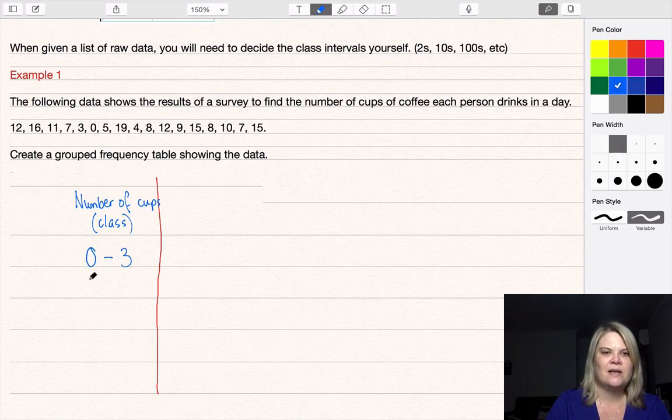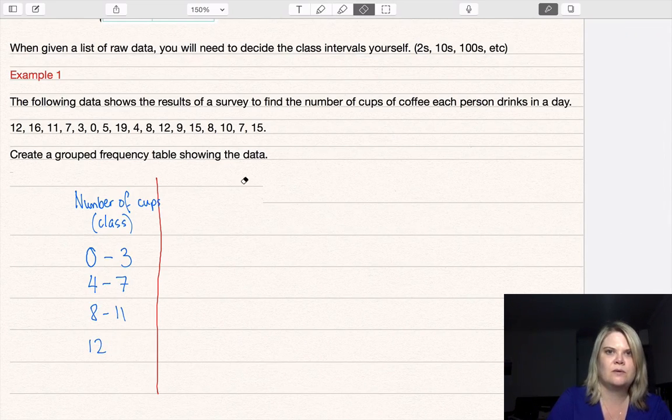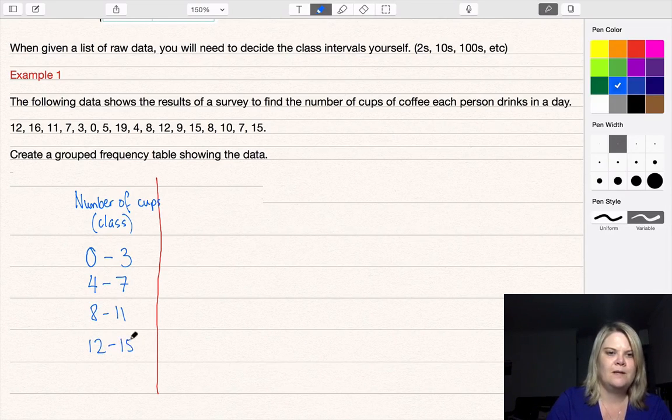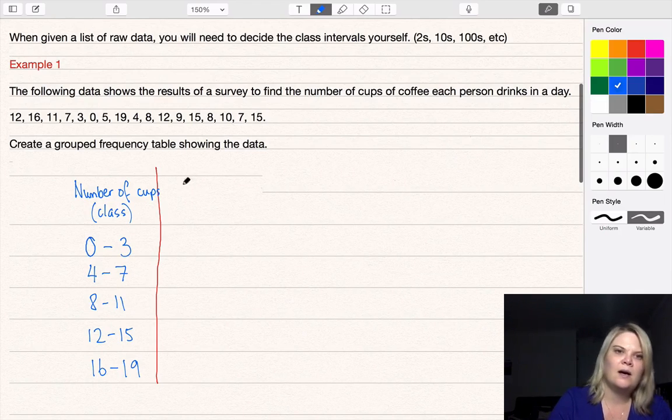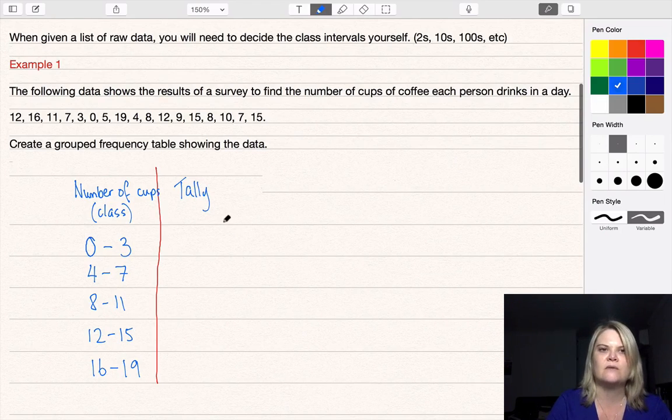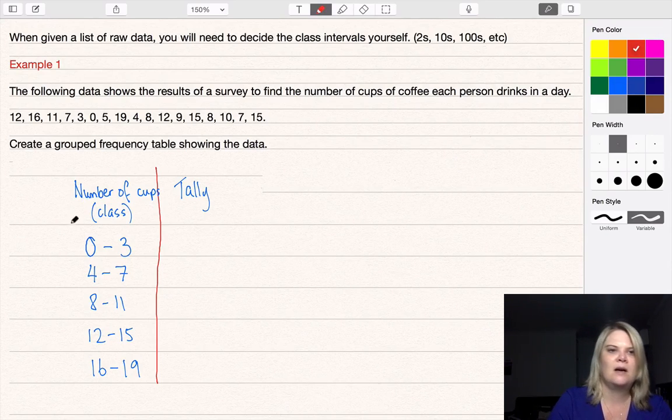0 to 3 for my first category, 4 to 7 is the next 3, 8 to 11, 12 to 15, and 16 to 19. Once I've got my categories and my class intervals, it can be really useful to have this middle column while you're still working out your total frequency. This is a tally column where you just tally up how many are in each class interval.